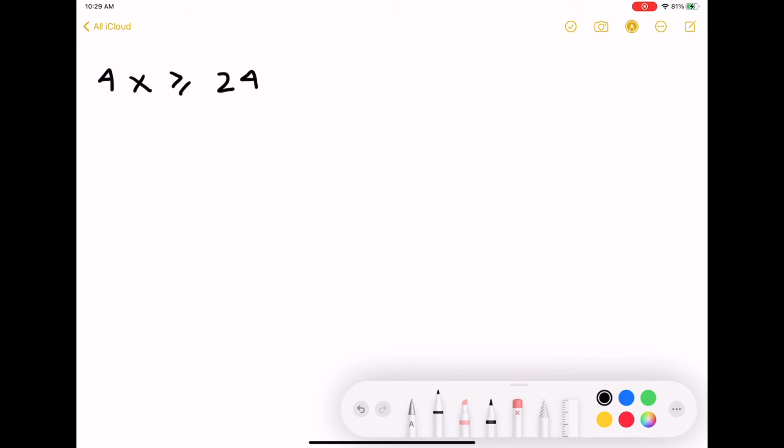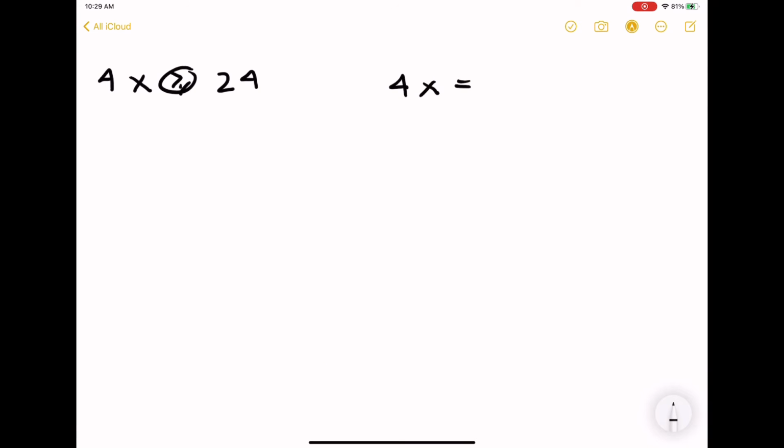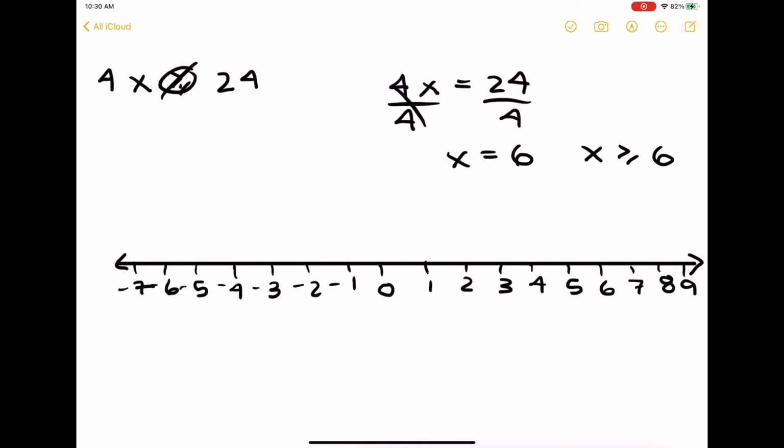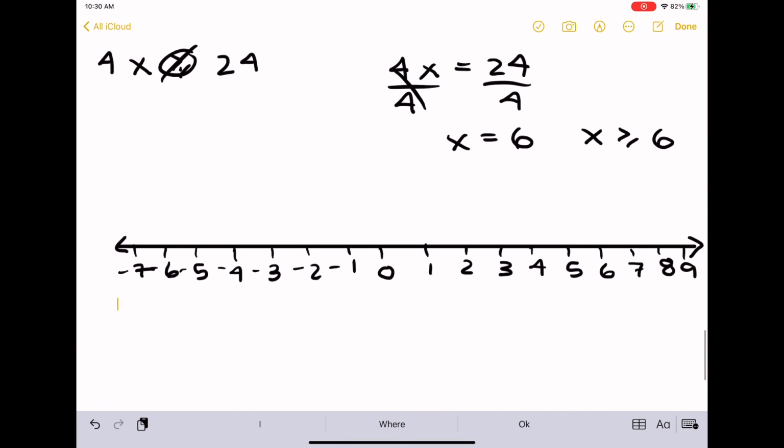The last one is 4x is greater than or equal to 24, and we just replace it with an equal sign and solve this just like how we would normally solve an equation, and we get x is greater than or equal to 6. And graph this on a number line just like how we would graph all the other ones with a filled-in circle at 6.